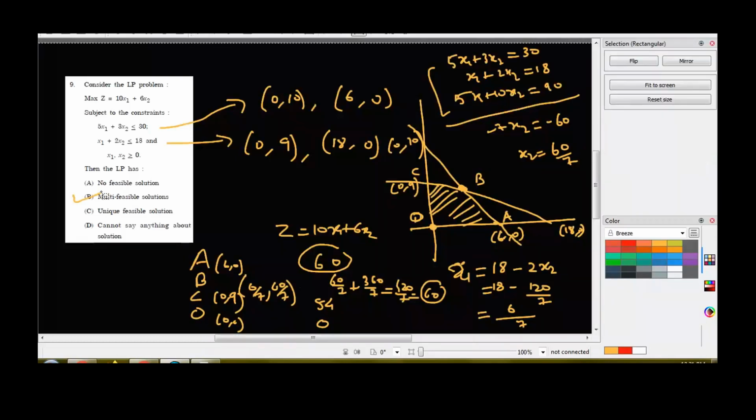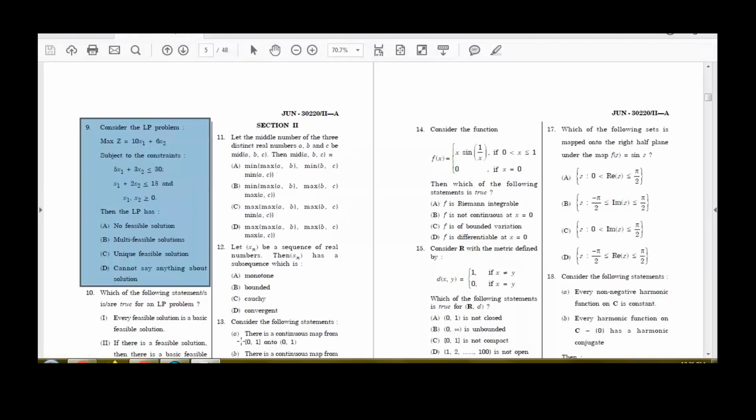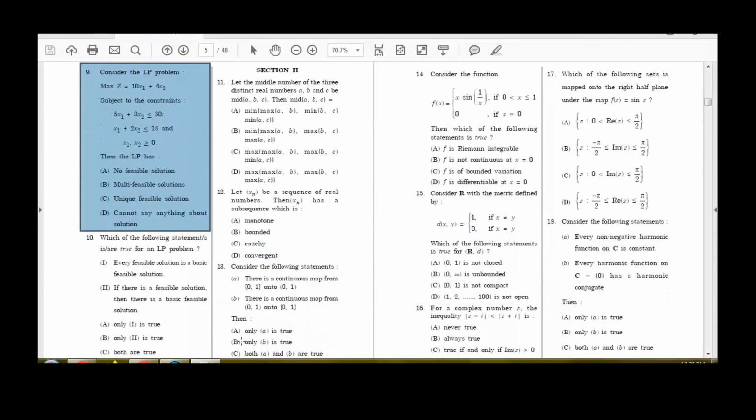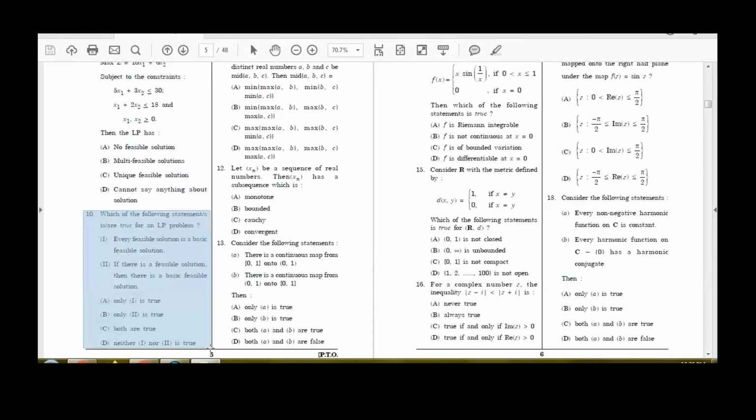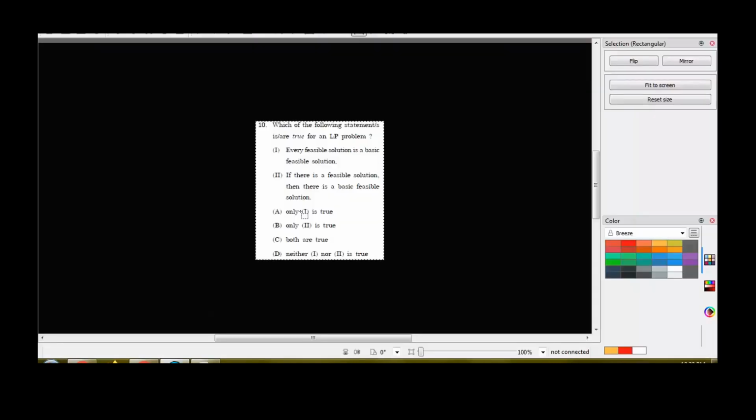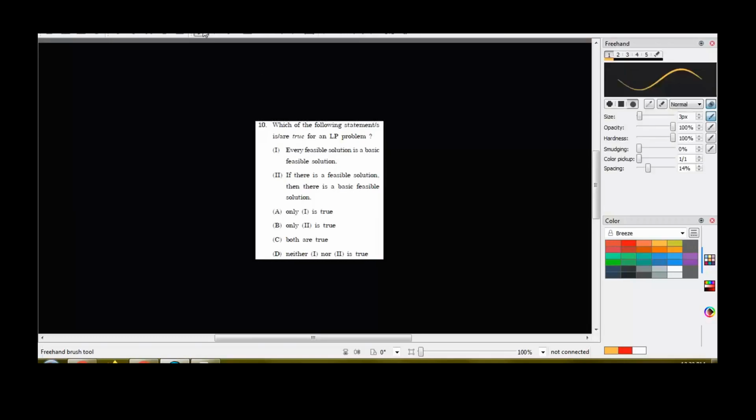Okay, let's proceed with the last question from the set. The question is again based on linear programming, and it reads out, which of the following statements is true for a linear programming problem? So every feasible solution is a basic feasible solution. If there is a feasible solution, there is a basic feasible solution.